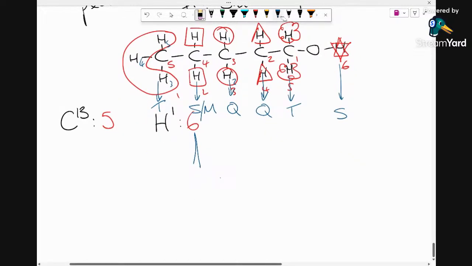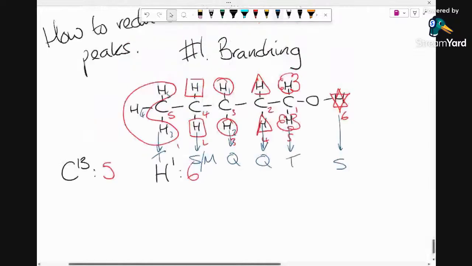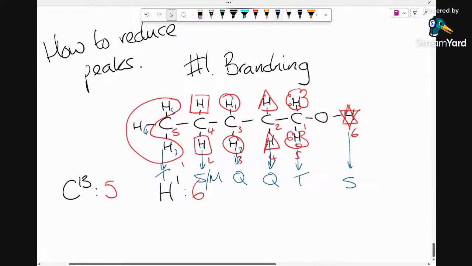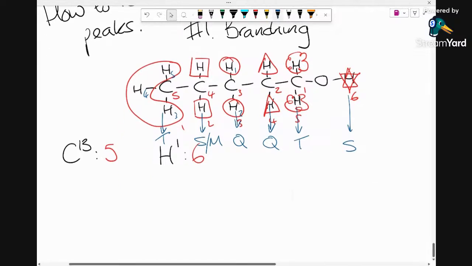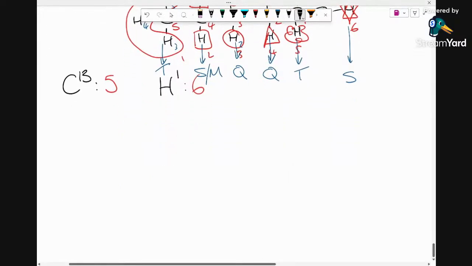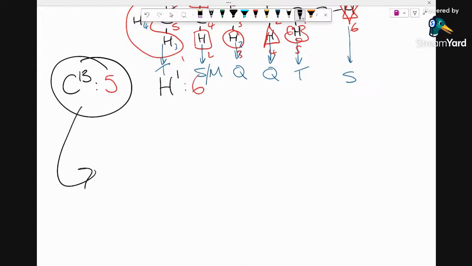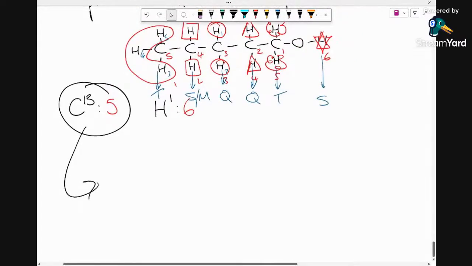Okay, so I want to now reduce the peaks. So I'll set you a challenge. I've given you the number one method of reducing peaks, which is branching. So if you want to reduce this peak, let's stick with the carbon 13 just for this particular case. I would like you to reduce the peaks, please. Instead of 5, I want 4. Pause the video now and give me the structure that gives 4 peaks in C13.